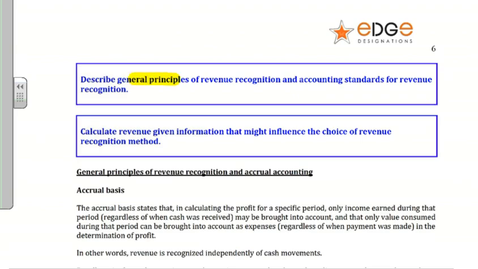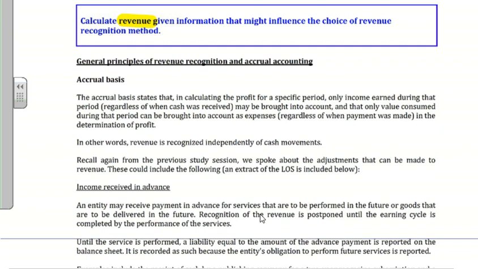Describe the general principles of revenue recognition, and calculate revenue given certain information that we may be given. Certain concepts relate to revenue recognition. A key one, of course, is that we work, as we do throughout accounting, on a system called accrual. And what does accrual do? It's a similar concept to matching, in that we match the period to the revenue or to the expense.